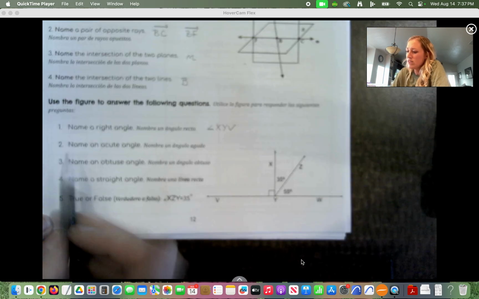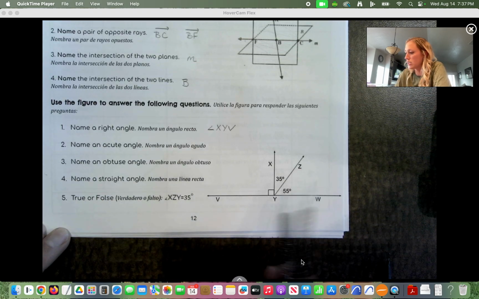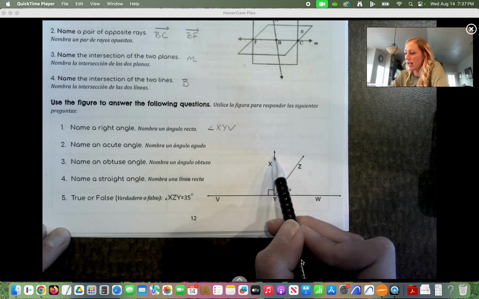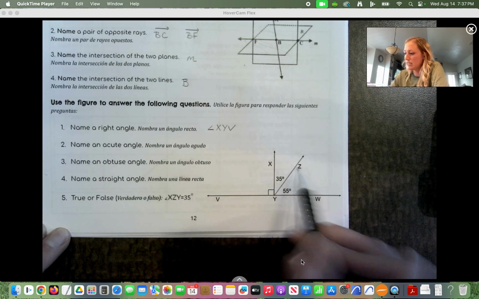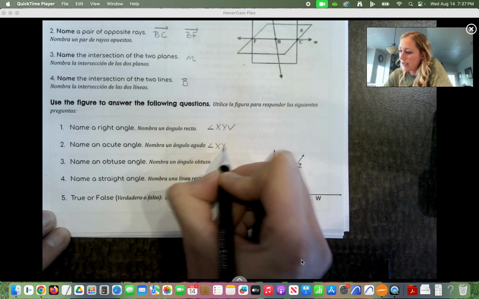Now I'm going to name an acute angle. So acute is something less than 90. I have 2 options. I could pick this one or this one. I'm going to do the 35-degree angle. I'm going to call it XYZ. Again, with the angle symbol, X, Y, Z.